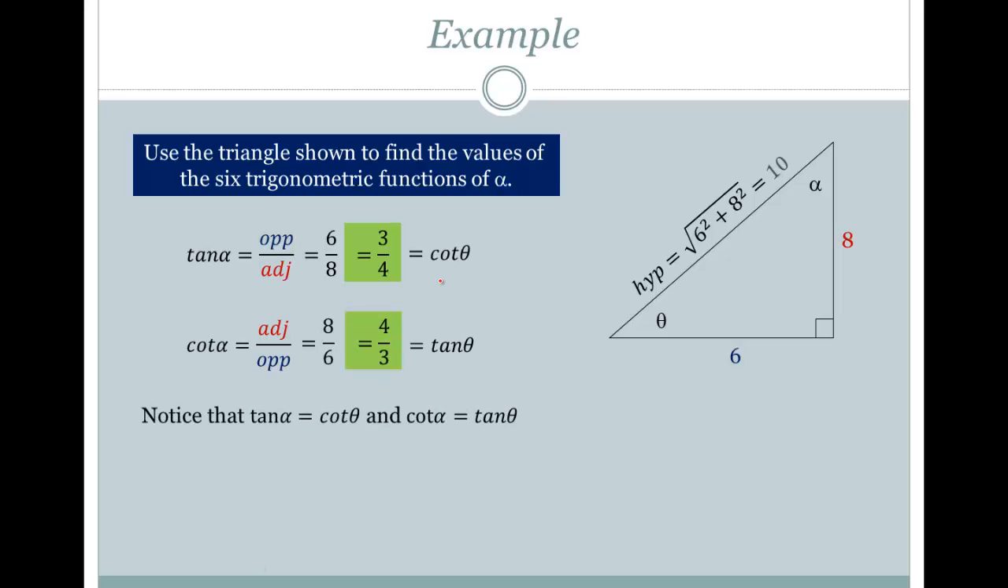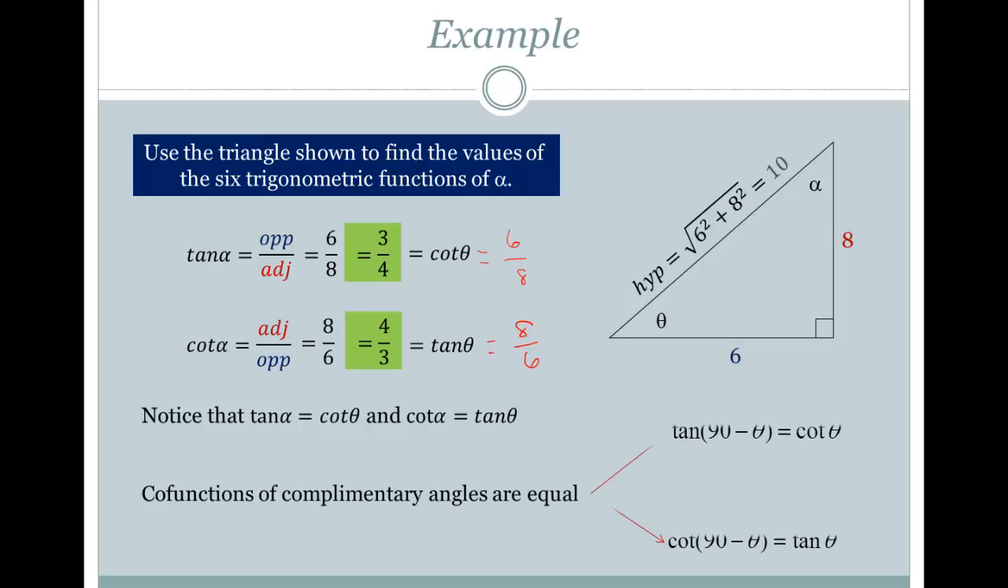And I'm going to note that that's cotangent. Tangent of alpha is cotangent of theta. So let's look at cotangent of theta. Cotangent of theta is adjacent, which now for theta it's 6 over 8. And tangent of theta is opposite over adjacent, which is 8 over 6. So I'm getting the same thing. Again, the cofunctions of complementary angles are equal.